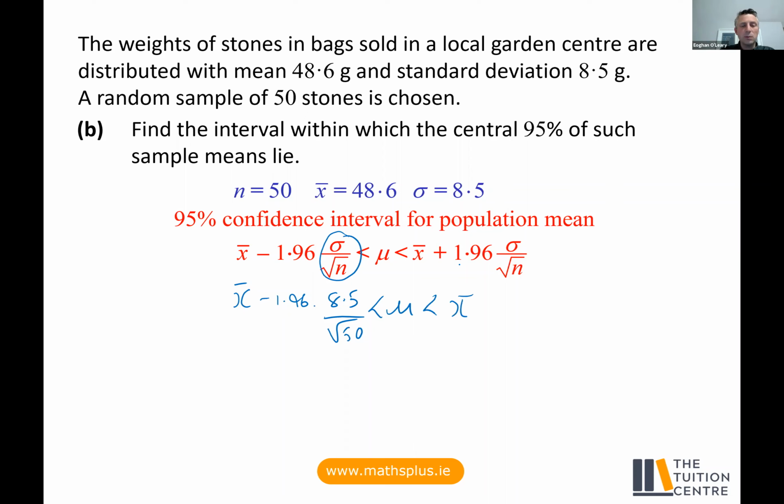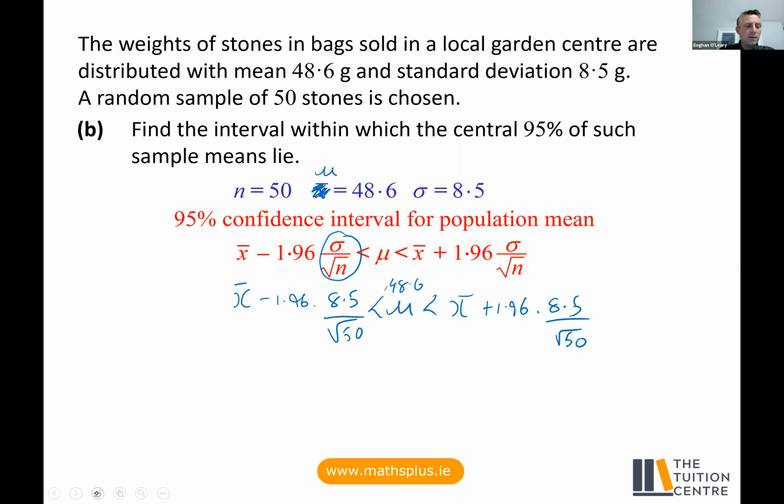Sorry, and I know what mu is, don't I? Yep, this is mu. It's 48.6. So let me just write that in. 48.6 is going to be in there for mu. It is less than x bar plus 1.96 times sigma over root n.